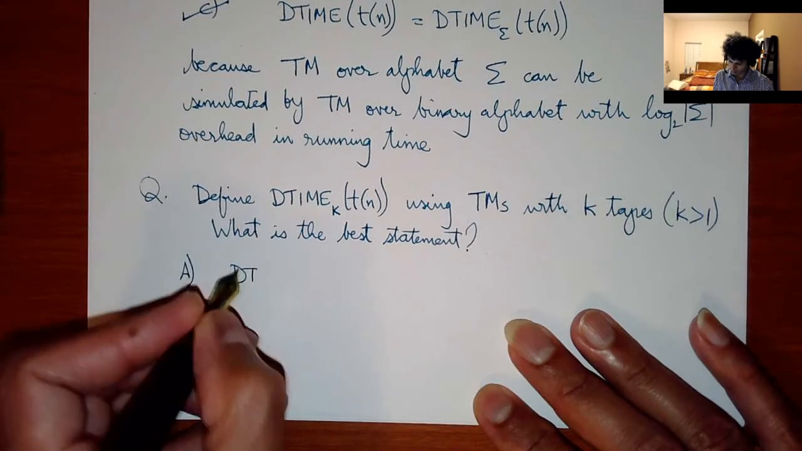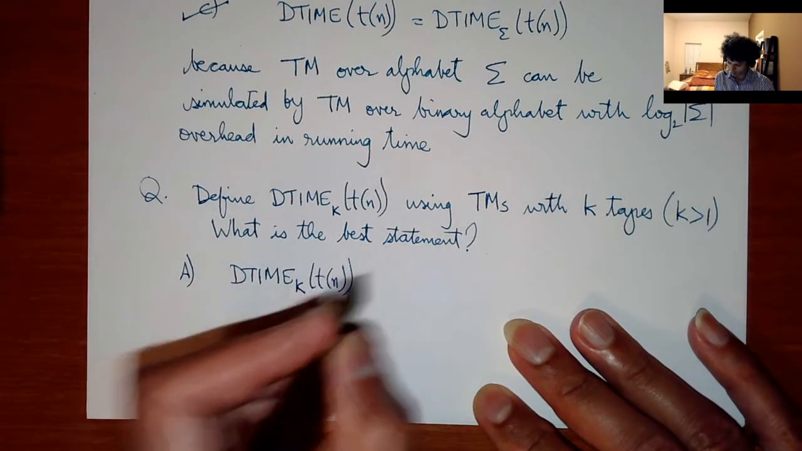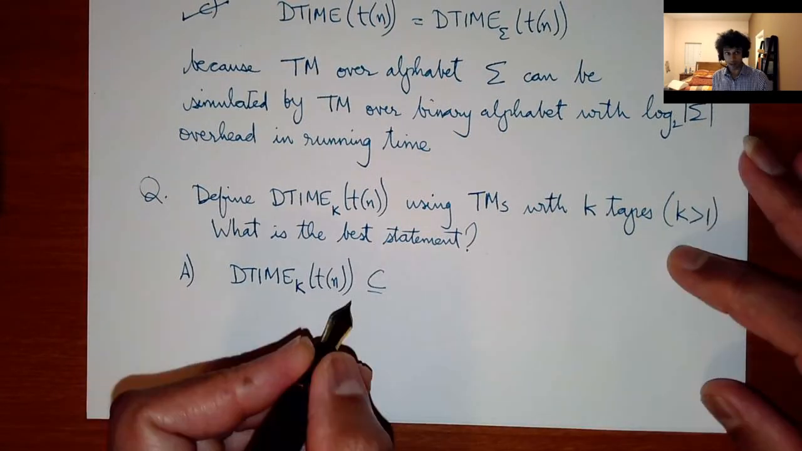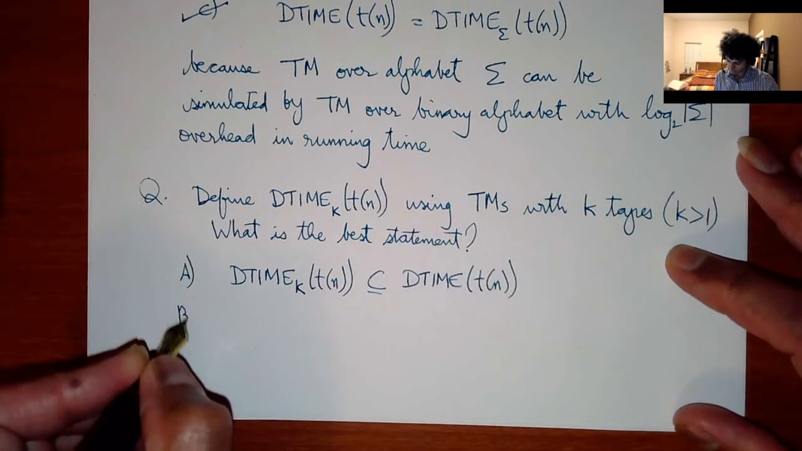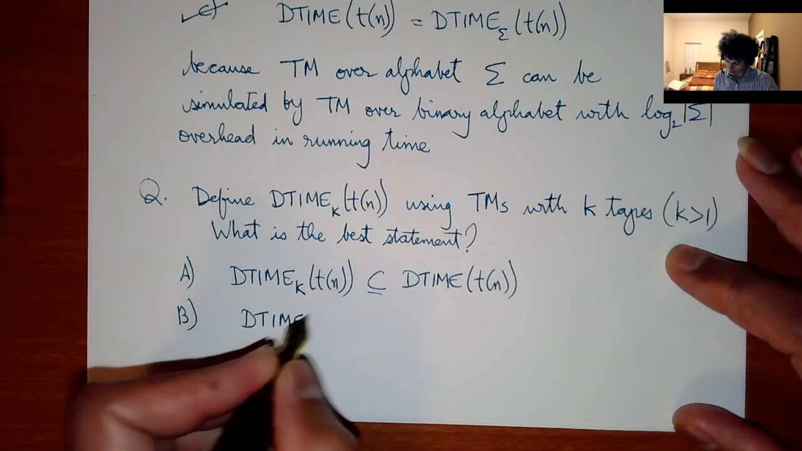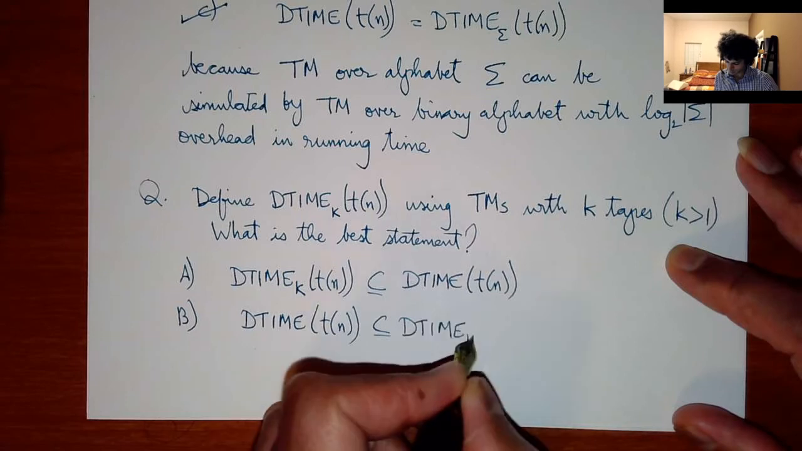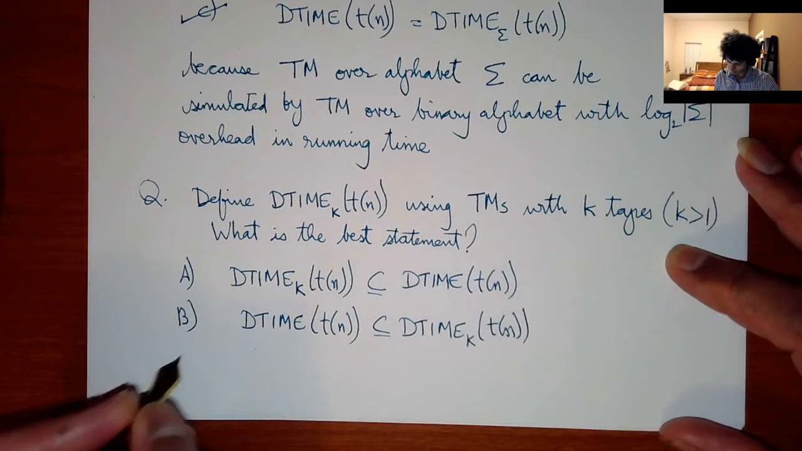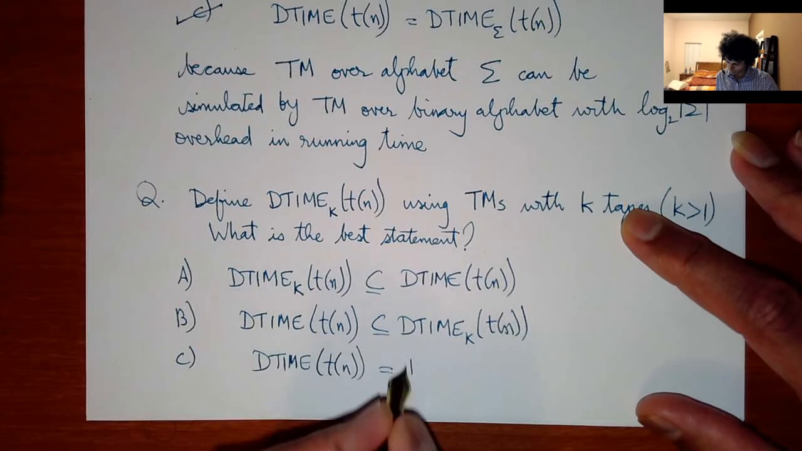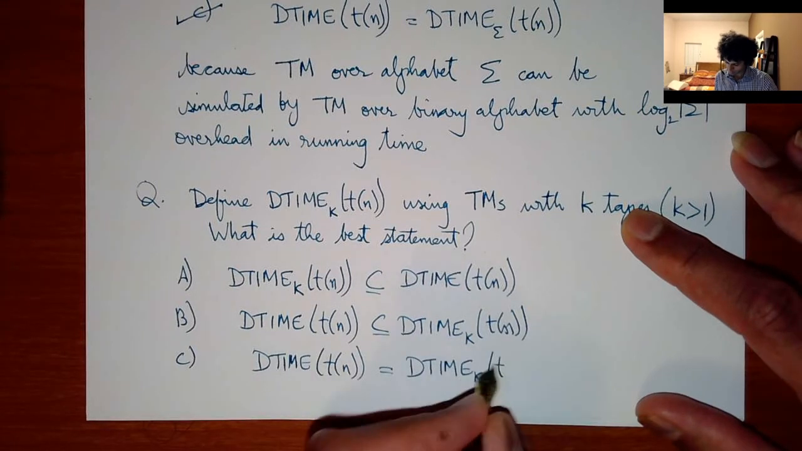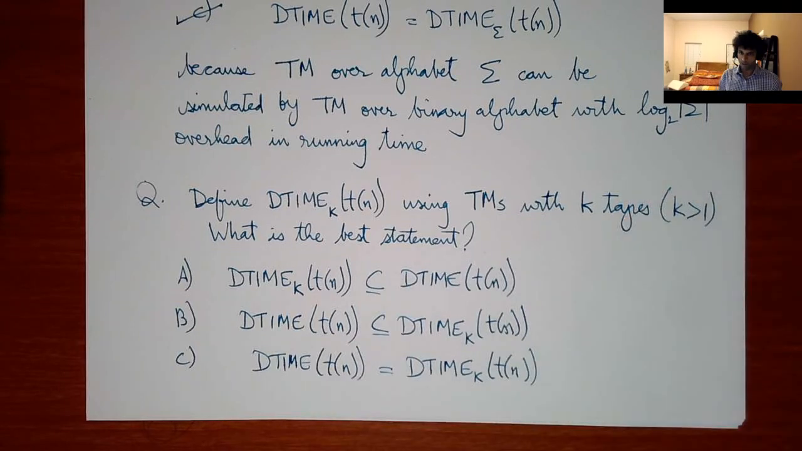Again, we'll say D time k of T of n. Remember, this is a class of languages. This is a set of languages. Is standard D time T of n a subset of D time k of T of n? Or do we have C, that these are equal? Okay, so I'll relaunch the poll with essentially the same choices. Now tell me which is the right answer, and think carefully about what the correct answer is going to be.